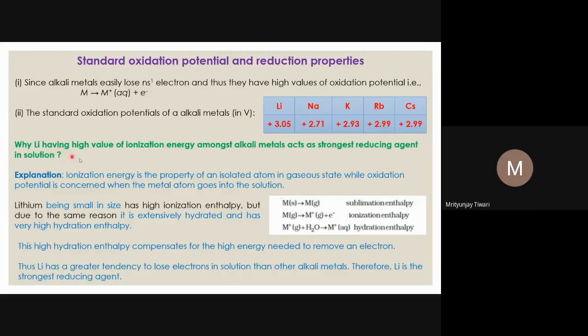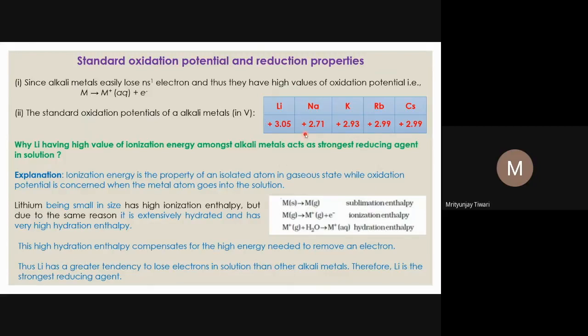So lithium, despite having a high value of ionization energy, amongst alkali metals acts as the strongest reducing agent in solution. If someone asks you this question, what will be the answer? I have explained it. Why does lithium, having a higher value of ionization energy than other metals, act as the strongest reducing agent in the solution?